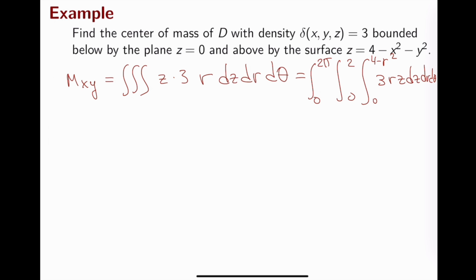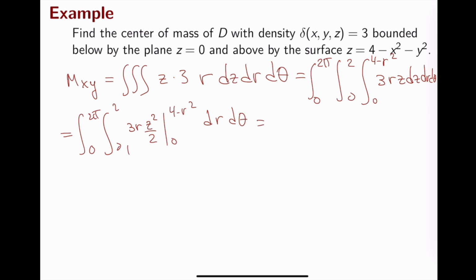Okay, so let's do the integrations here. We're going to do just this integral now. So the integrand here is going to be dz, so 3r is going to be a constant, 3r could be outside, and we're going to integrate just z, that is going to be z squared over 2. And we're going to evaluate between 0 and 4 minus r squared. And so this will be dr d theta.